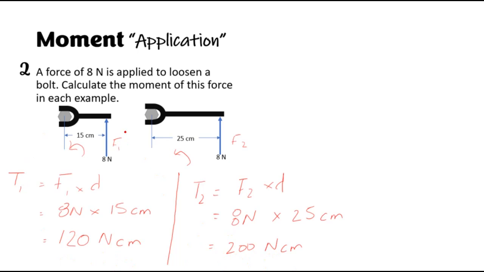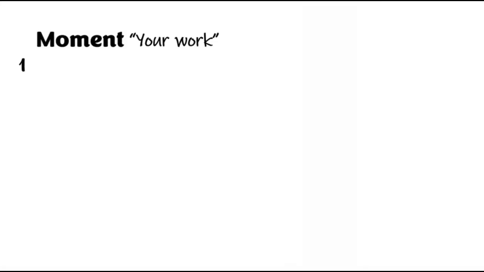So for the shorter one, it's the same force that was applied at a shorter distance, and the amount of turning was 120 newton centimeters. For the second one, the amount of force was the same, 8, but it was at a longer distance, and so you got greater turning. So the moment of that force was 200 newton centimeters. Very applicable.